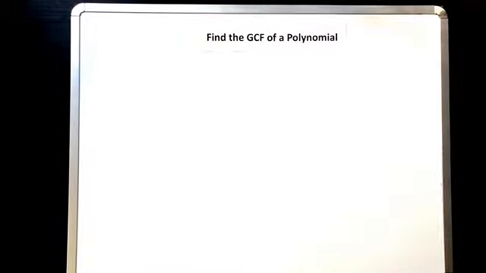Today, we're going to talk about how to find the GCF of a polynomial. So, remember, we're looking for the greatest common factor. Even though they may have other factors in common, we want the greatest common factor.